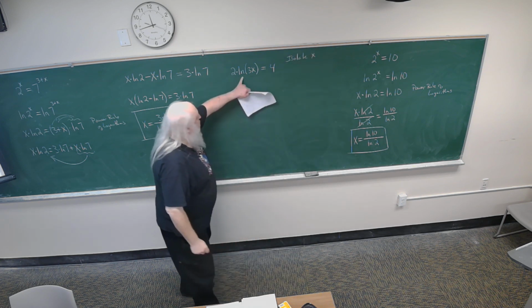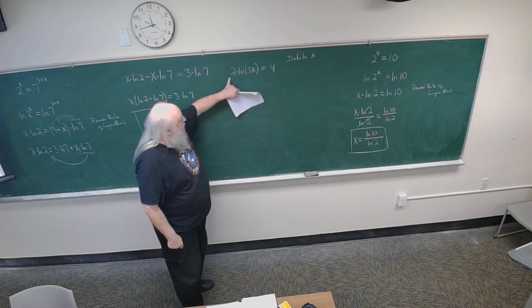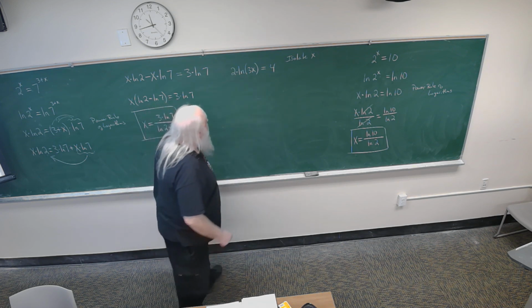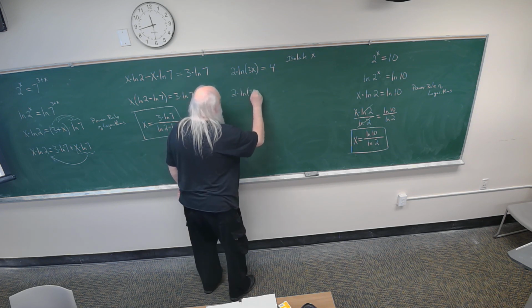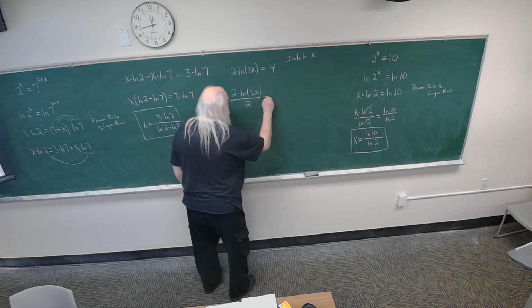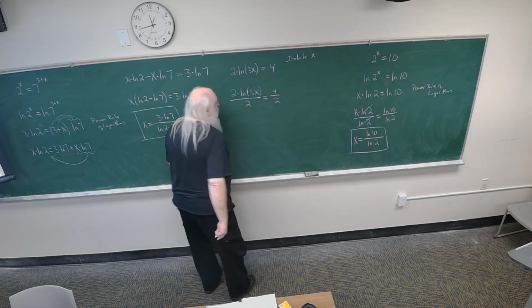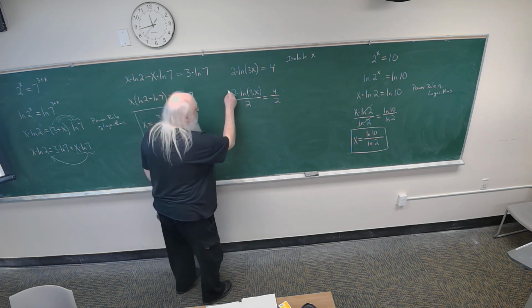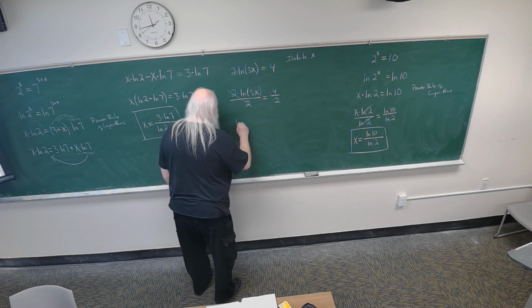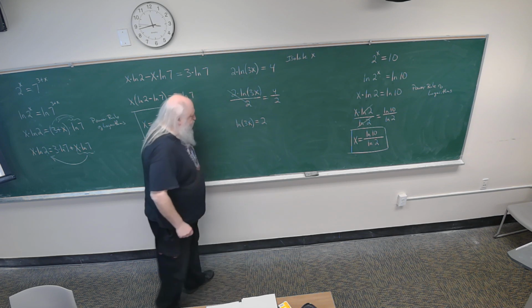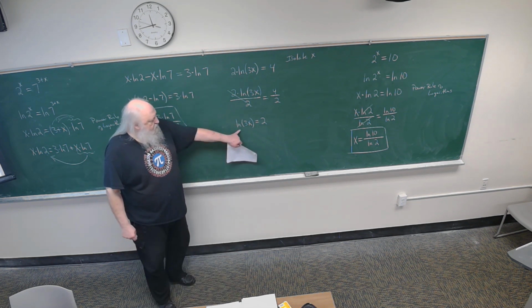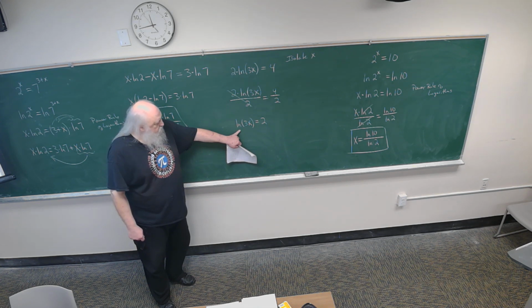Well, first we're going to isolate the natural log of 3x by dividing both sides by 2, right, because 2 is a factor. So we have 2 times the natural log of 3x over 2 is equal to 4 over 2. The 2's cancel on the left, and we're left with the natural log of 3x is equal to 2.